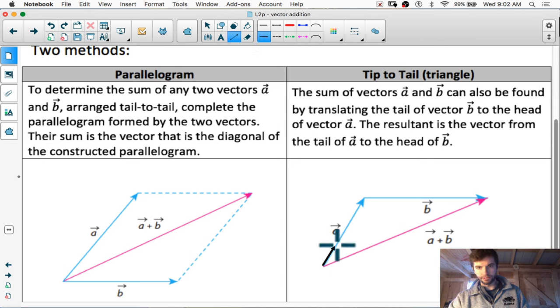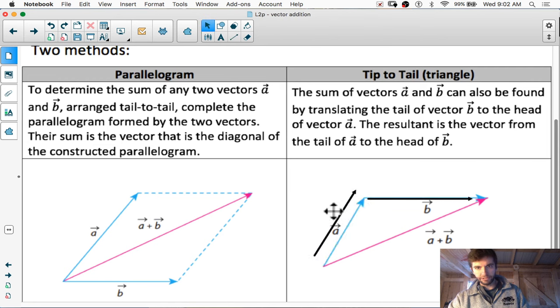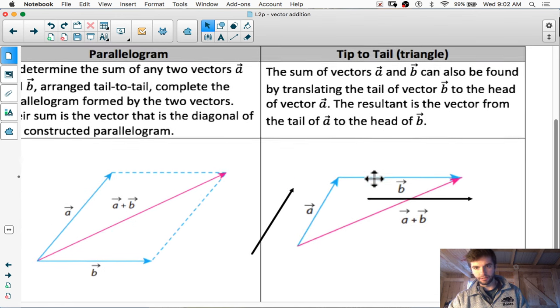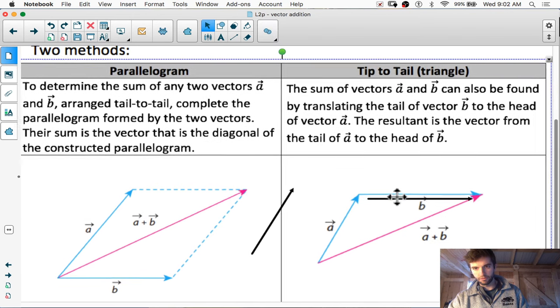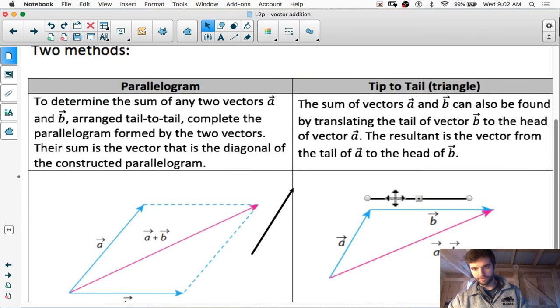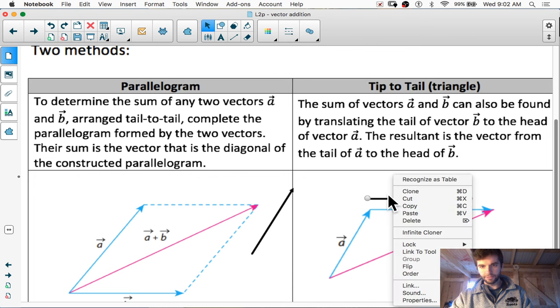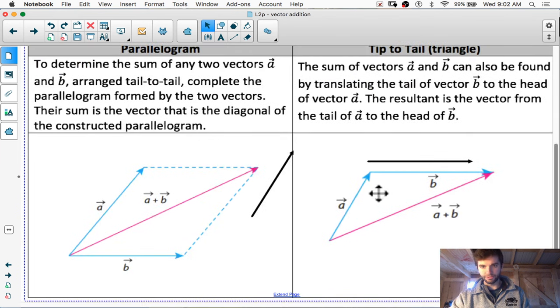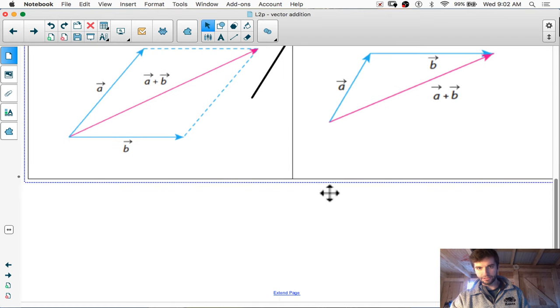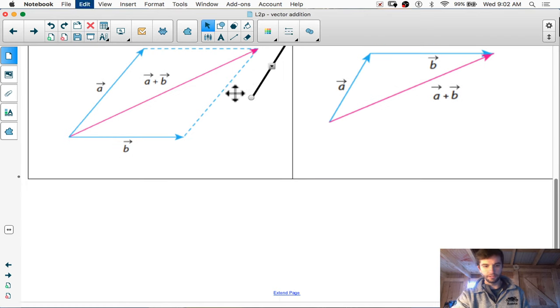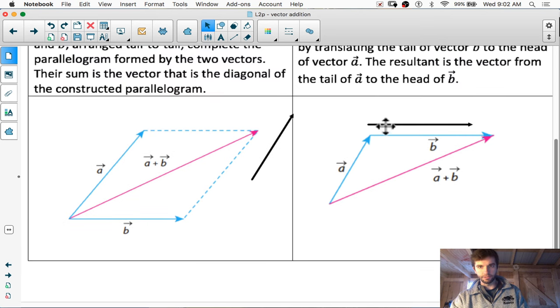So if we have two vectors, let me just show you two vectors here. So we've got vector A and vector B. Vector A has a very specific magnitude and direction, so does vector B. And if I wanted to add these two vectors, I'll do this down below actually. Here's vector A, and let me get vector B.